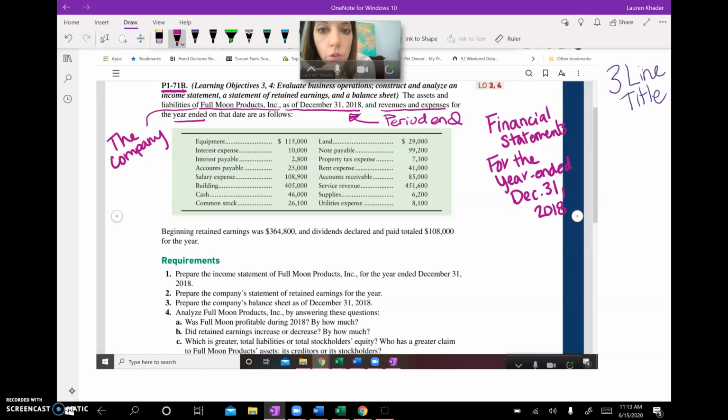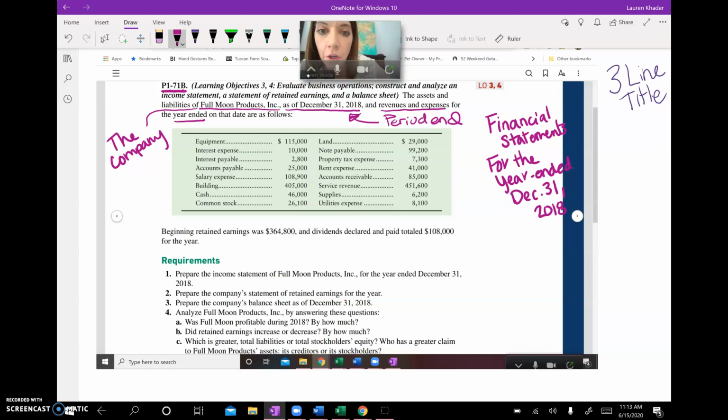So they are a calendar year end company, and we're showing revenue and expenses for the period from January 1st, 2018 until December 31st, 2018. For their balance sheet, because the balance sheet is on a specific date, which is the end of that company's period, it's going to be as of December 31st, 2018. All of that information was just in that opening sentence that they gave you.